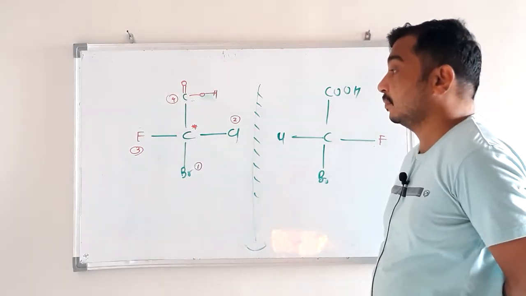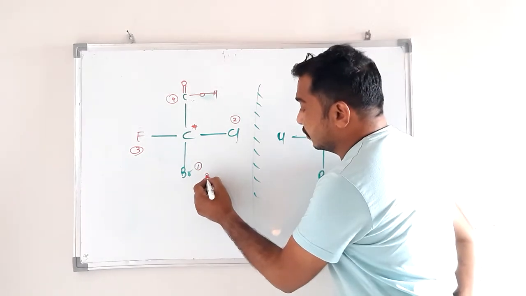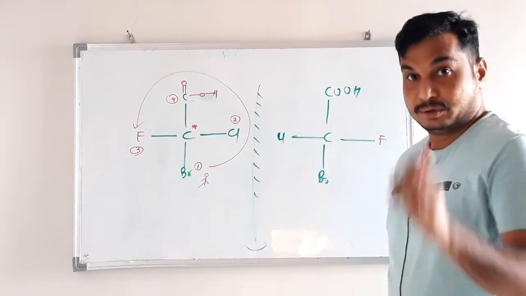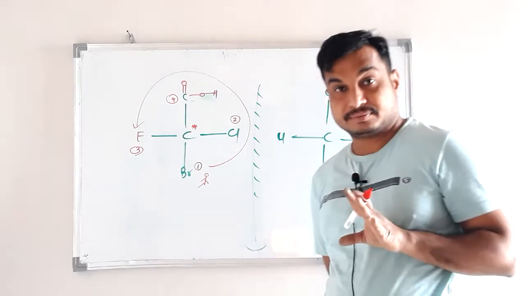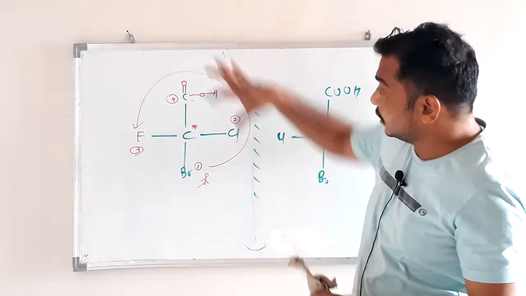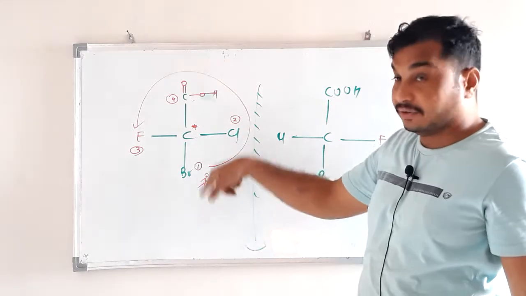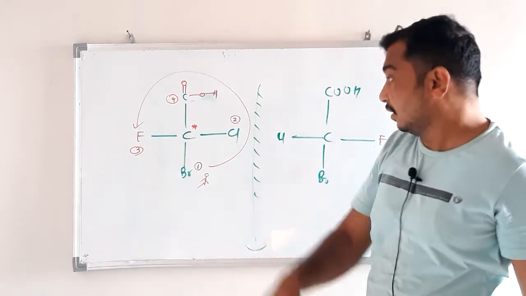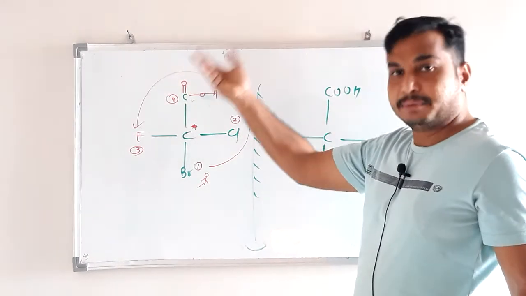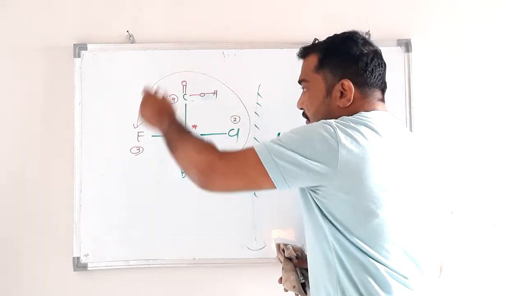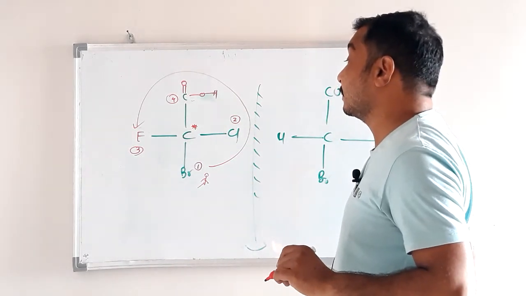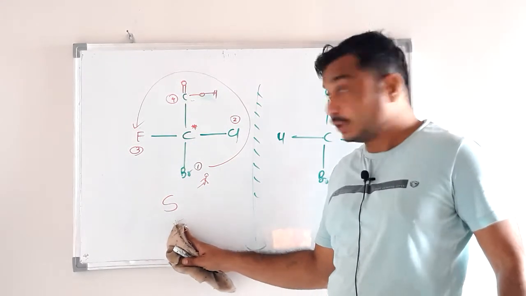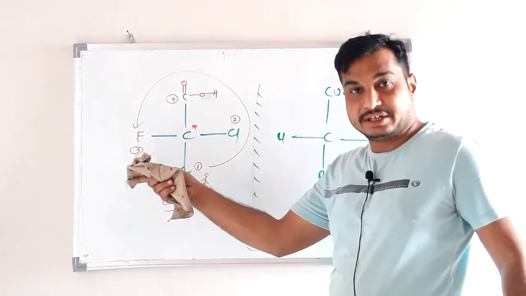Now start moving from 1 to 2, 2 to 3, and check whether the lowest priority group is on the front side or the back side. Here the lowest priority group is the carboxyl group. It is on the vertical side, and vertical means back side; vertical means back, horizontal means front. So the lowest priority group is already on the back side, no problem. What is the type of rotation? Anti-clockwise, which means S. No need to convert because the lowest priority group is already on the back side. S.